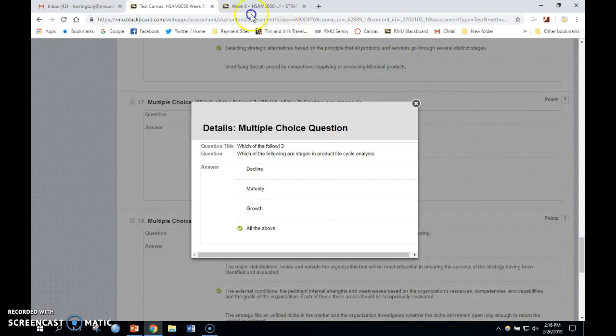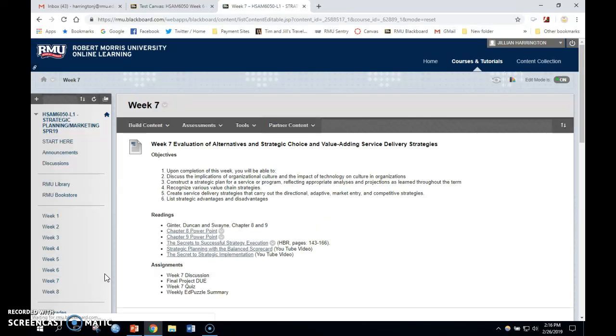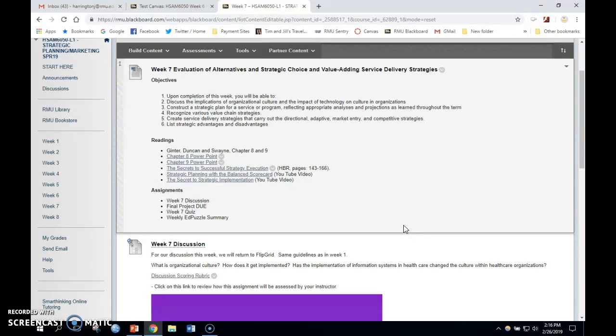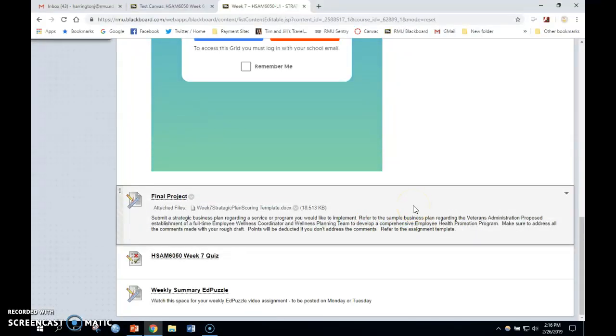So let's take a look at this week. So in week 7, remember, this is our last full week of the term, going Monday to Sunday. Next week, in week 8, that starts this following Monday, that only goes from Monday to Friday, because your new classes will begin on Saturday. So week 7 is we're talking about evaluation of alternatives, value added, service delivery, etc. But what is important this week is your final project. So your final projects are due this week at the end on Sunday.